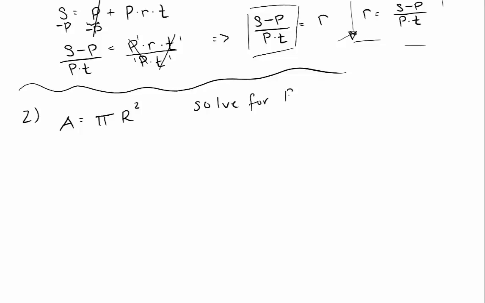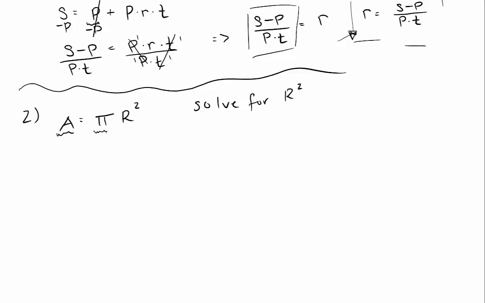And if this looks familiar, this is actually the area formula for a circle, where pi is a constant, and I'm sure you've heard of pi before, 3.14, and it goes on forever. And then r is the radius. So they're giving us the area of the circle, and they want us to find the radius, except we're just talking about variables right now. We don't know the numbers for any of them yet, but we can still solve symbolically for the radius.